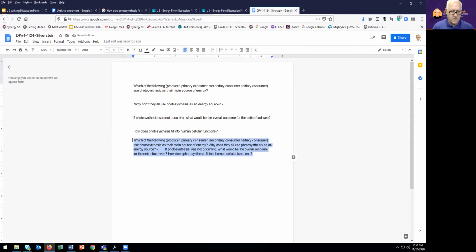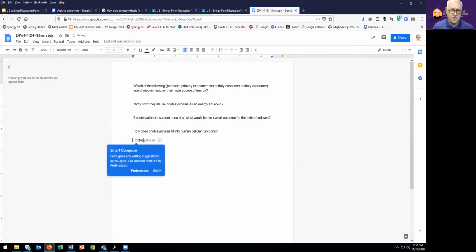I may put in there photosynthesis provides the plants with glucose that other organisms use for food source. Now that's just not a single sentence response. We're going to expand on this and talk about how it works in the food web. And I'm going to continue to build all that together.